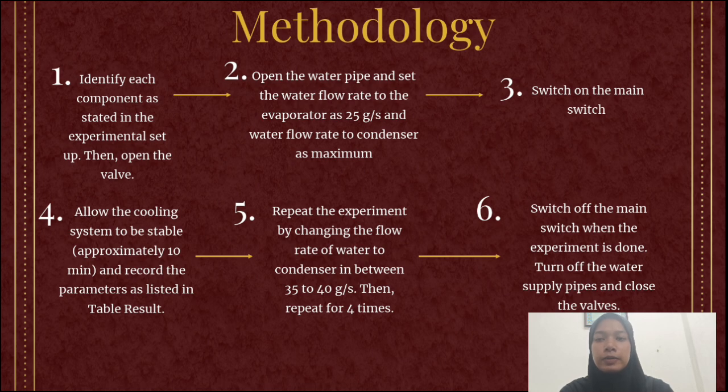Next, we repeat the experiment by changing the flow rate of water to condenser in between 35 to 40 grams per second, then repeat the experiment 4 times. From our experiment, our group repeated the experiment by changing the value of flow rate of water to condenser to 40, 38, 37 and 36 grams per second. Lastly, when the experiment is done, we follow the procedure to close the device.